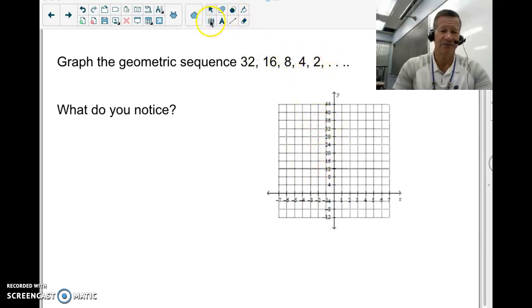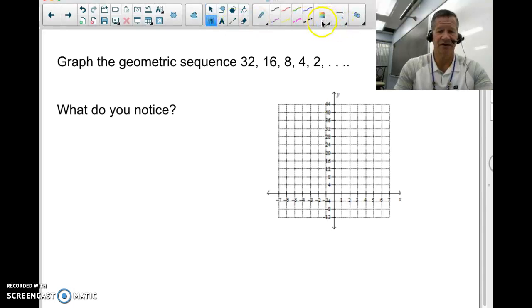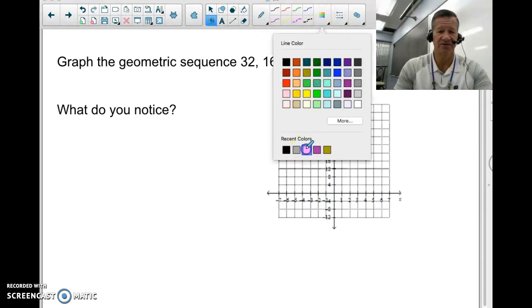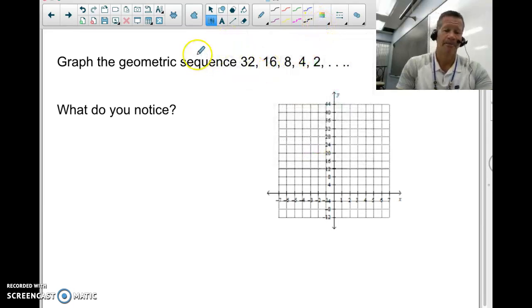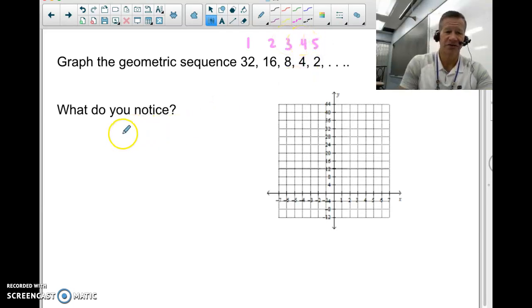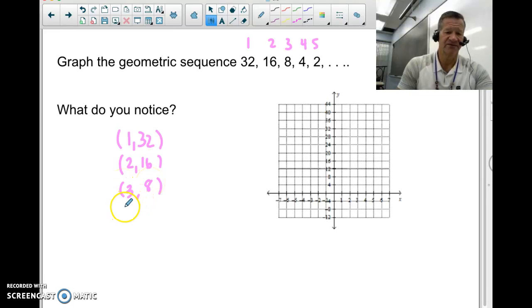Now, you might wonder how I'm supposed to graph something that doesn't appear to have an ordered pair, just a bunch of numbers. Well, here's the deal. In a sequence, remember the first term is considered term number 1, second term number 2, third term number 3, and so on. So what we're actually going to do here to graph this is to graph the first term as 32, the second term as 16, and so on. Third term is 8, fourth term is 4, and so on.